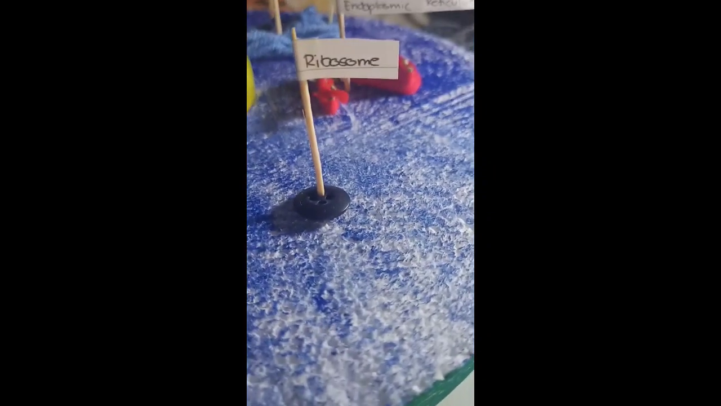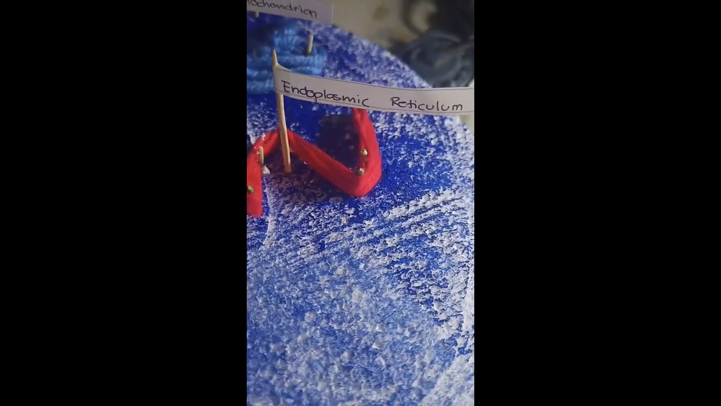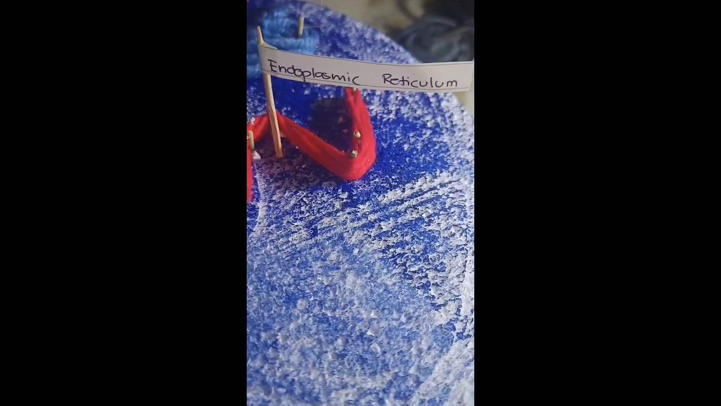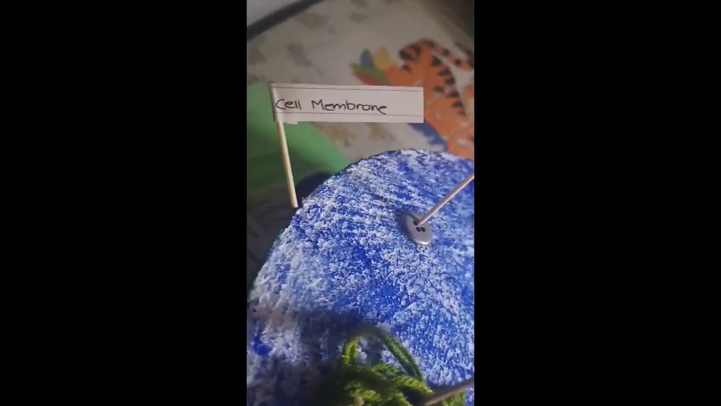Ribosomes are macromolecular machines found within all living cells. The endoplasmic reticulum is in essence the transportation system of the eukaryotic cell. The cell membrane is a biological membrane that separates the interior of a cell from the outside environment.